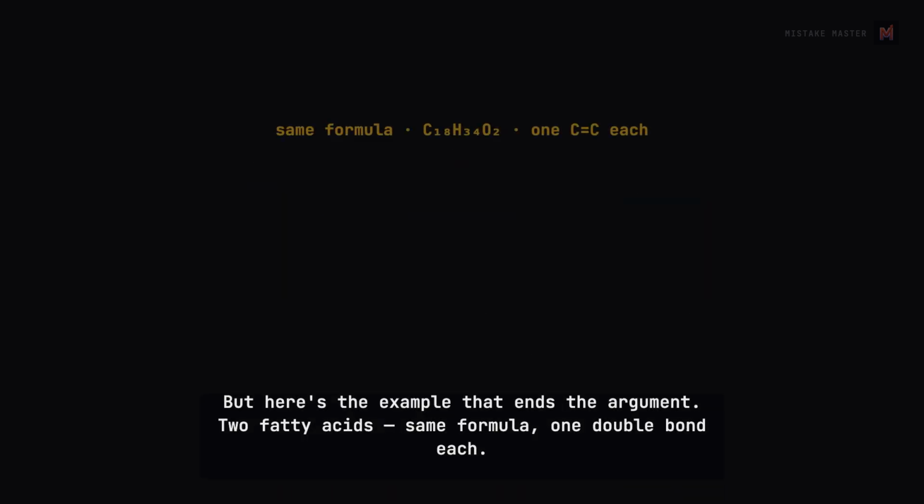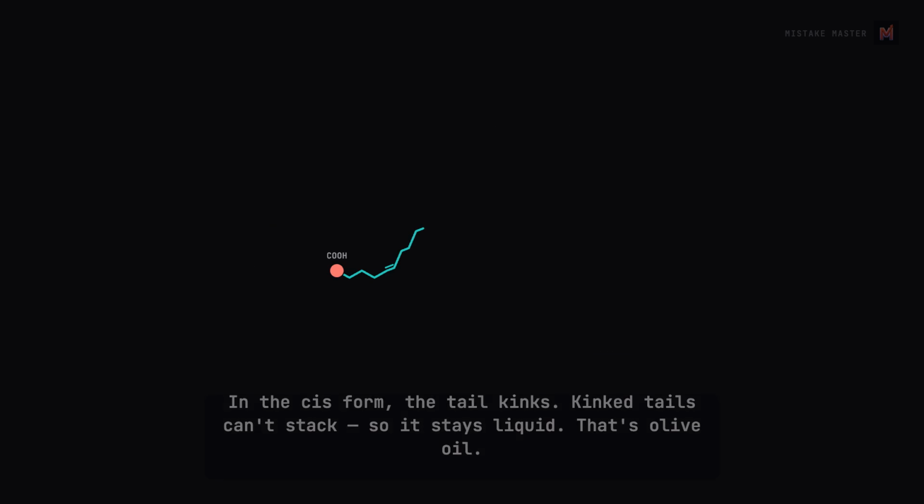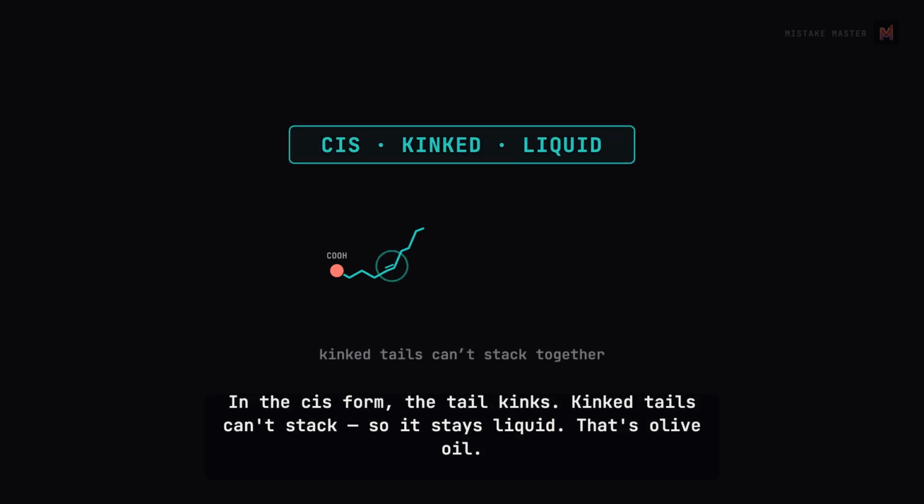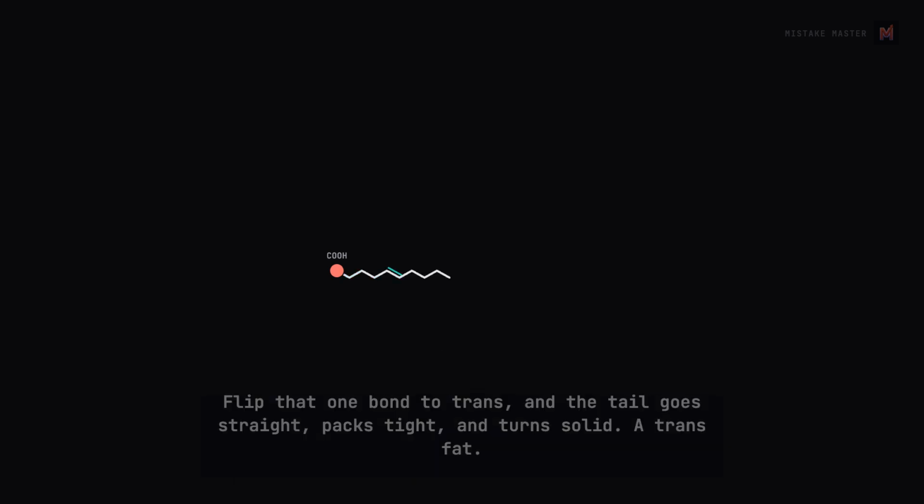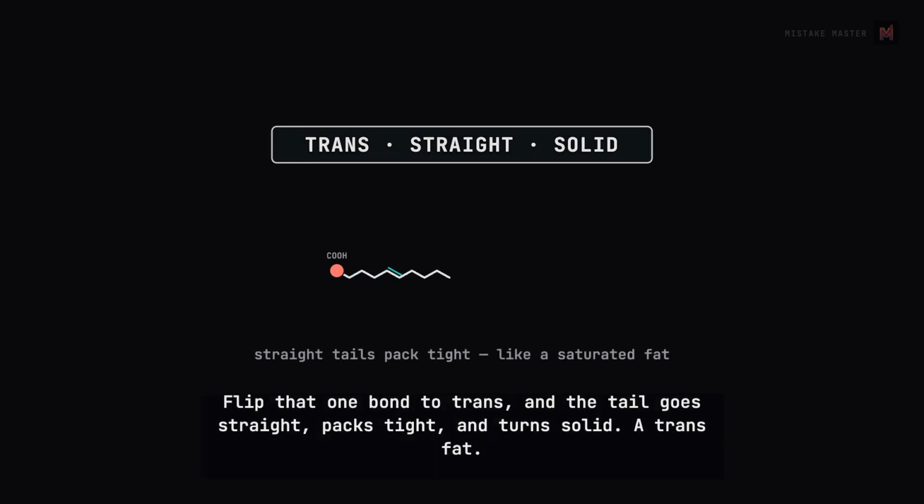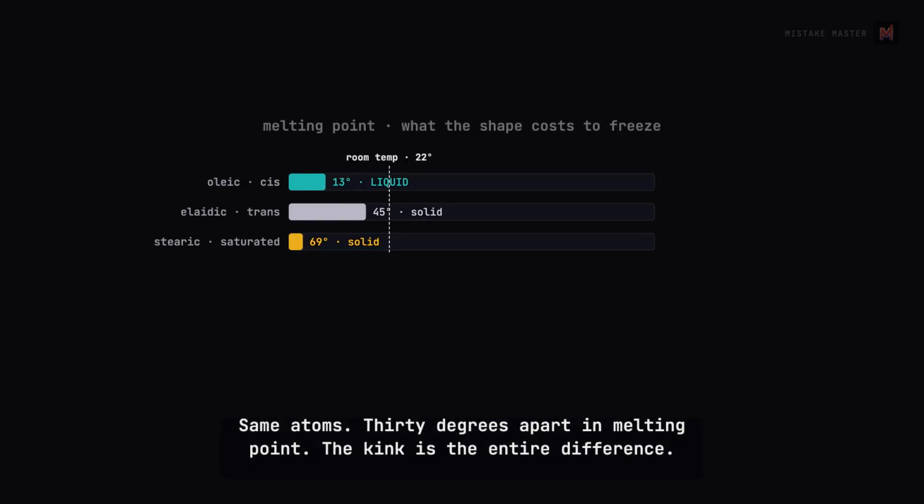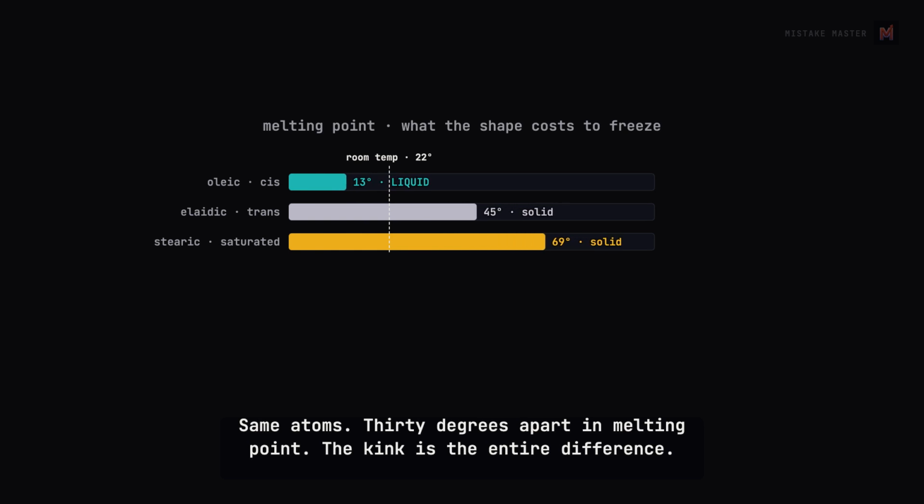But here's the example that ends the argument. 2 fatty acids, same formula, 1 double bond each. In the cis form, the tail kinks. Kinked tails can't stack, so it stays liquid. That's olive oil. Flip that one bond to trans, and the tail goes straight, packs tight, and turns solid. A trans fat. Same atoms, 30 degrees apart in melting point. The kink is the entire difference.